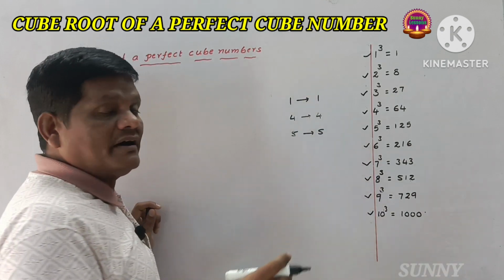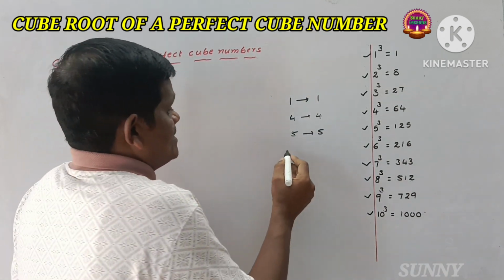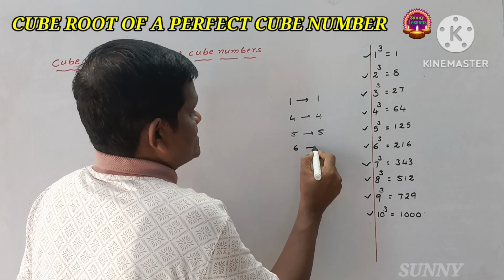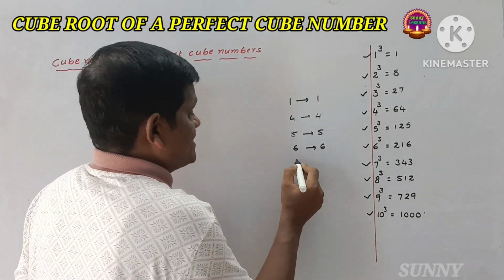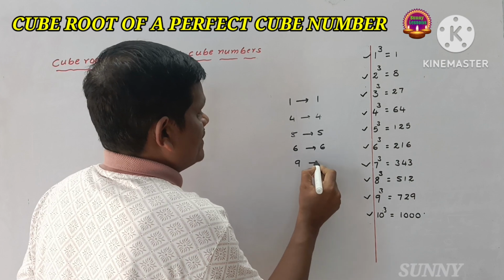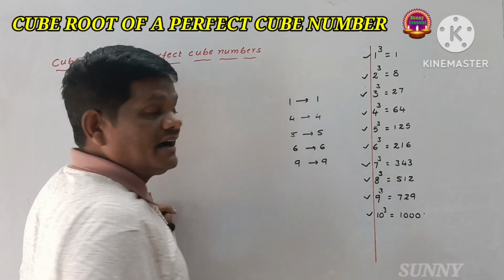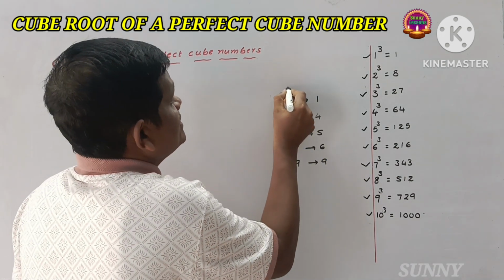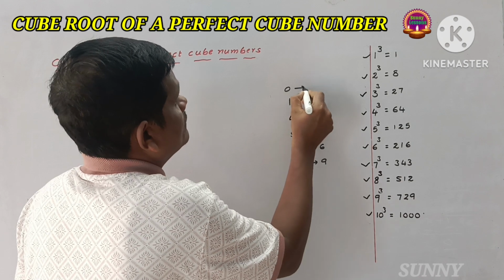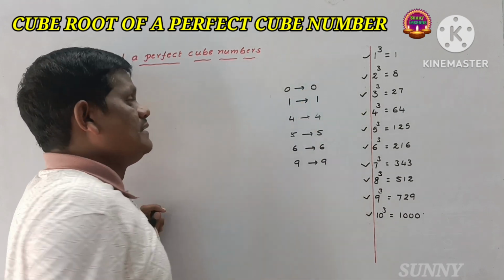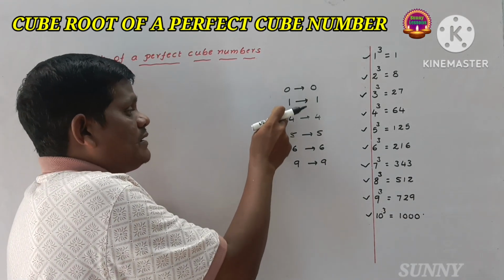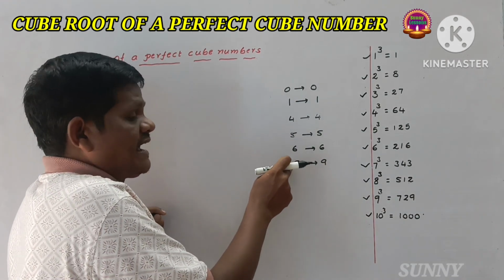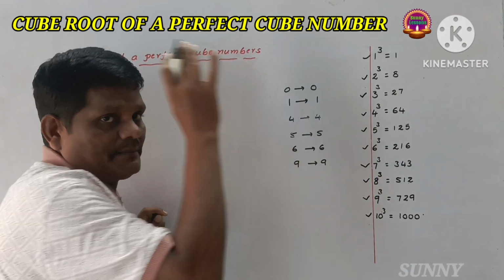When the perfect cube number ends with 6, the cube root ends with 6. When the perfect cube number ends with 9, the cube root ends with 9. When the perfect cube number ends with 0, the cube root ends with 0. The perfect cube numbers ending with 0, 1, 4, 5, 6, 9 have cube roots ending with the same numbers.